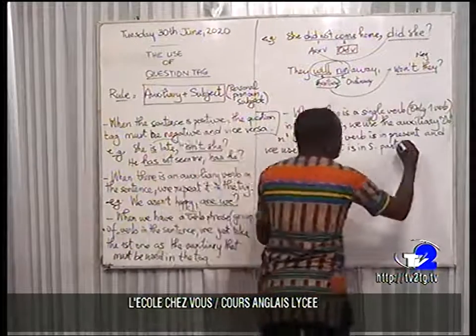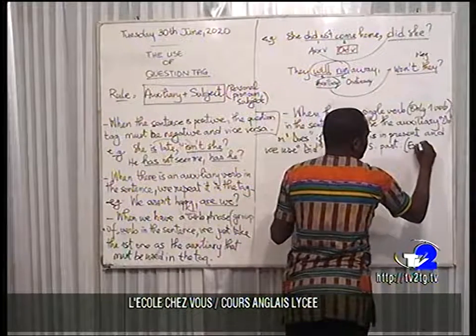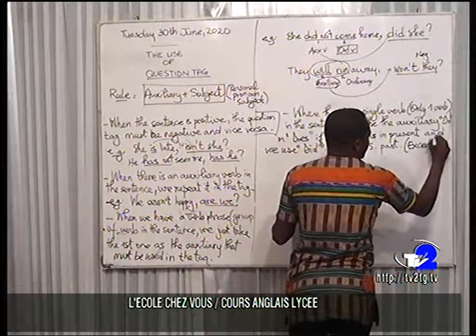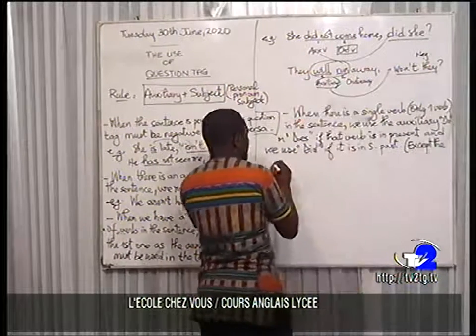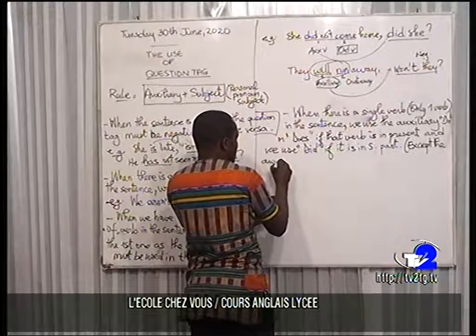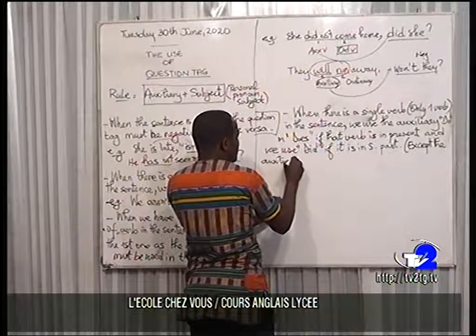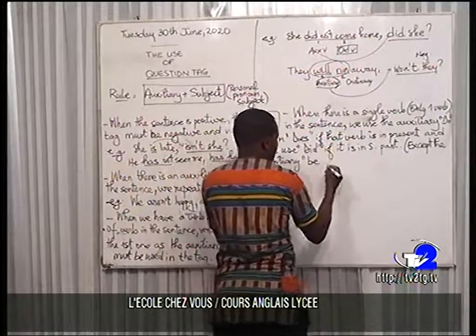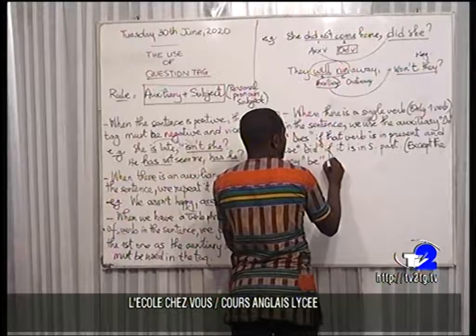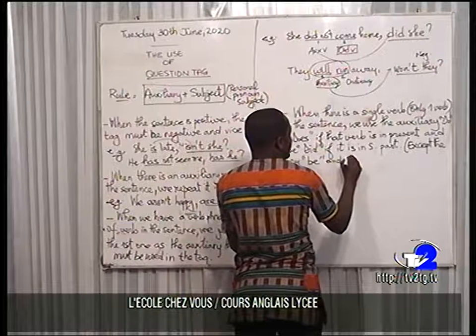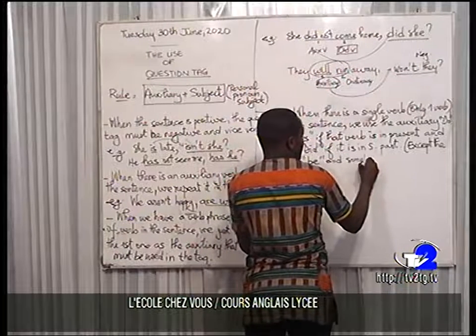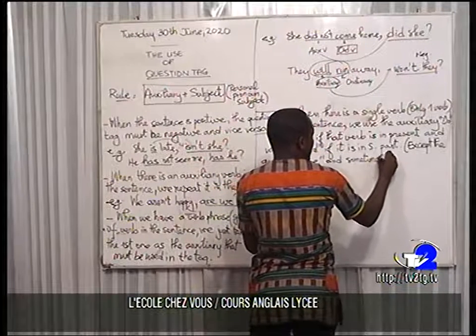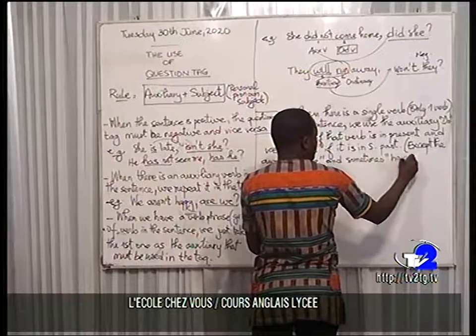Except the verb, let me write it here, except the auxiliary be in all forms and sometimes have. I will explain all this. Good.